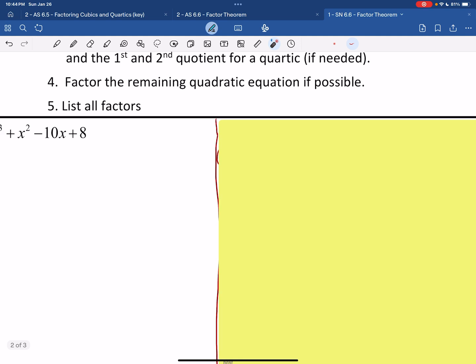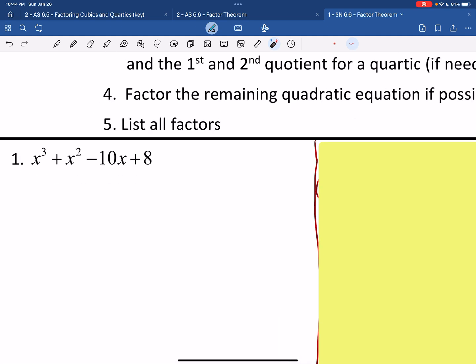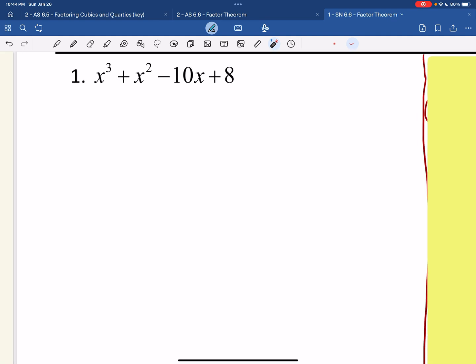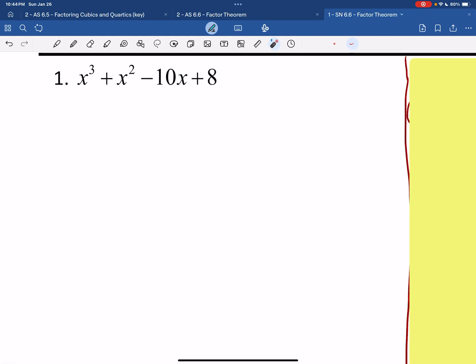So I'm going to do number 1 here. I've already done number 2; I've got it covered up right there. After we're done with number 1, you'll go over and try to do number 2 on your own, and then you'll come back and see if you got what I got.